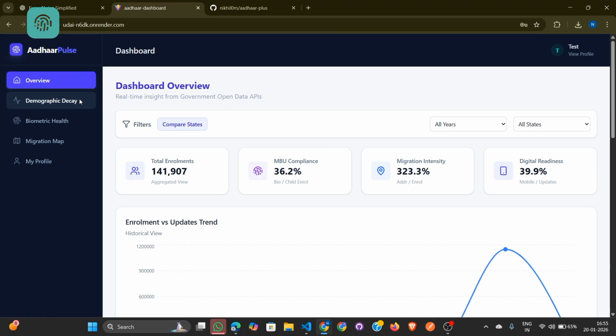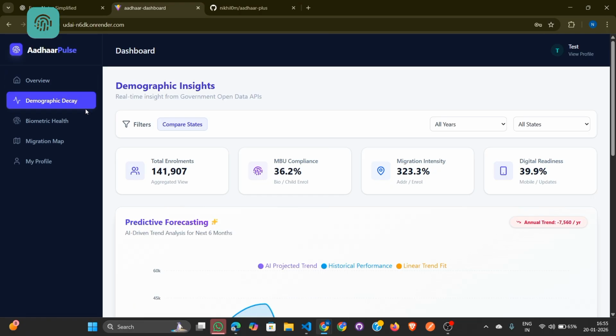Built with a high-performance React frontend and a robust Node.js backend, Aadhar Plus processes millions of data points to identify dormant districts and migration corridors in real time. Let me take you through the live platform.